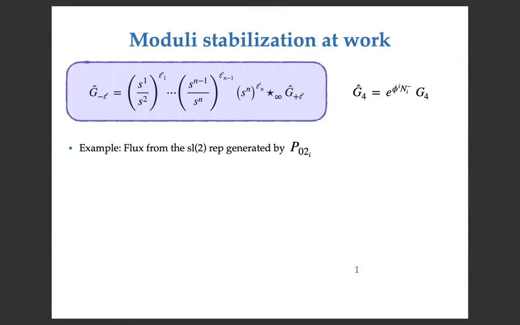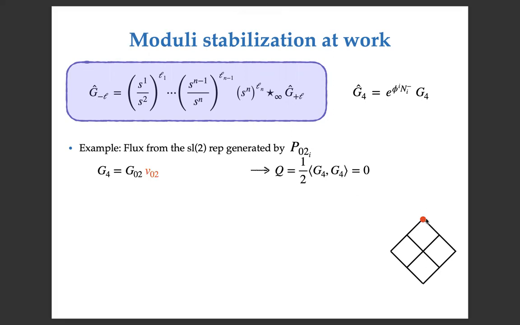So let me give you an example. We have our equation here. This is the G4 hat. And let's take the flux that I told you before, one of the four examples that I gave you, which is the one 0, 2, 1. So it is the one that in this inner diamond was here. We turn on some flux around there. This is the four-form flux. This is just the basis element along this.